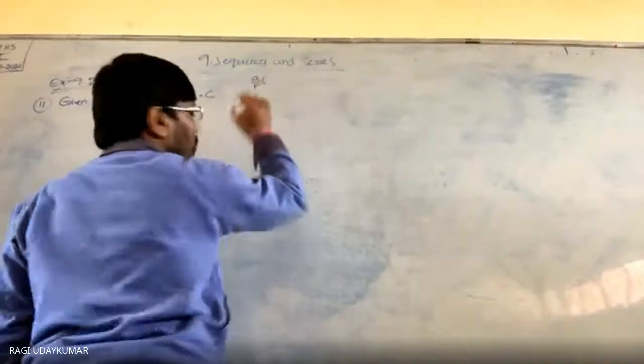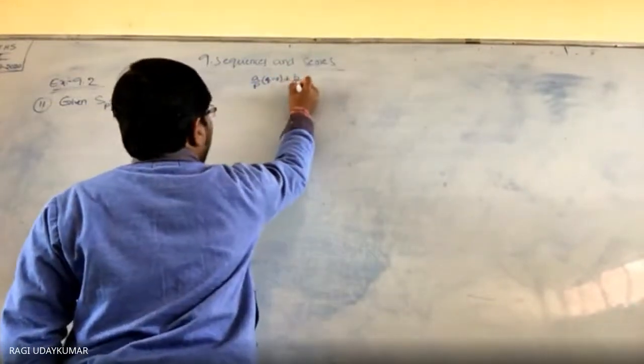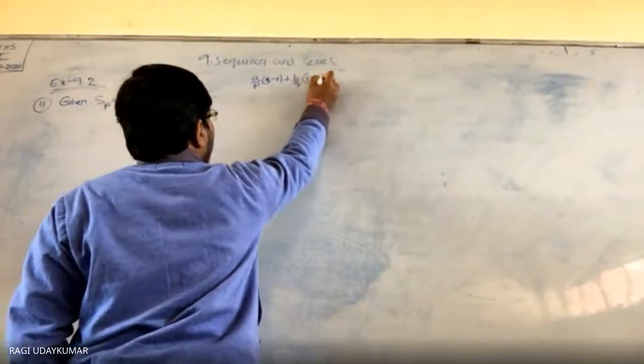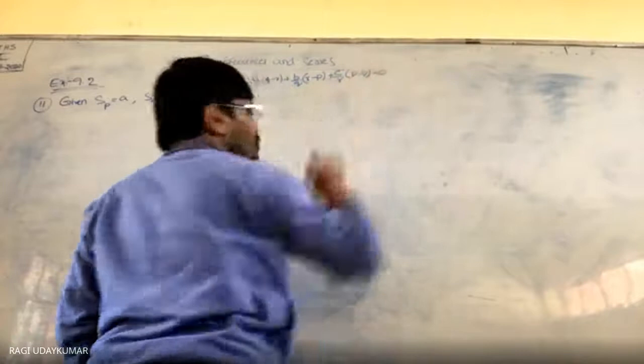And it is asking you to prove that A by P into Q minus R, it is very simple to remember also, plus B by Q into R minus P, plus C by R into P minus Q is equal to 0. In this actually nothing is there, very simple.